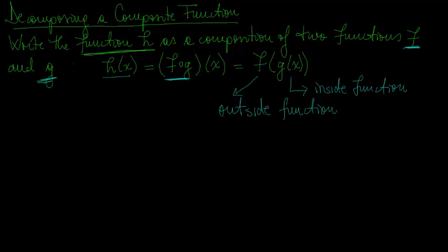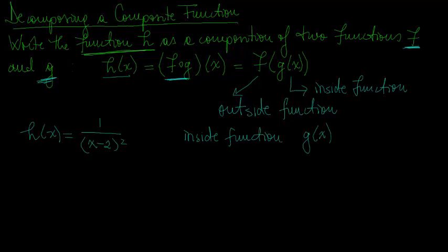So let's look at an example. Let's say h of x is 1 over x minus 2, everything squared. So which two functions have been composed? Let's look on the inside first. Let's try to identify the inside function g of x. Has anything been plugged inside something else, another function? And yes, in this case, the x minus 2 has been plugged into f of x, which represents the outside function.